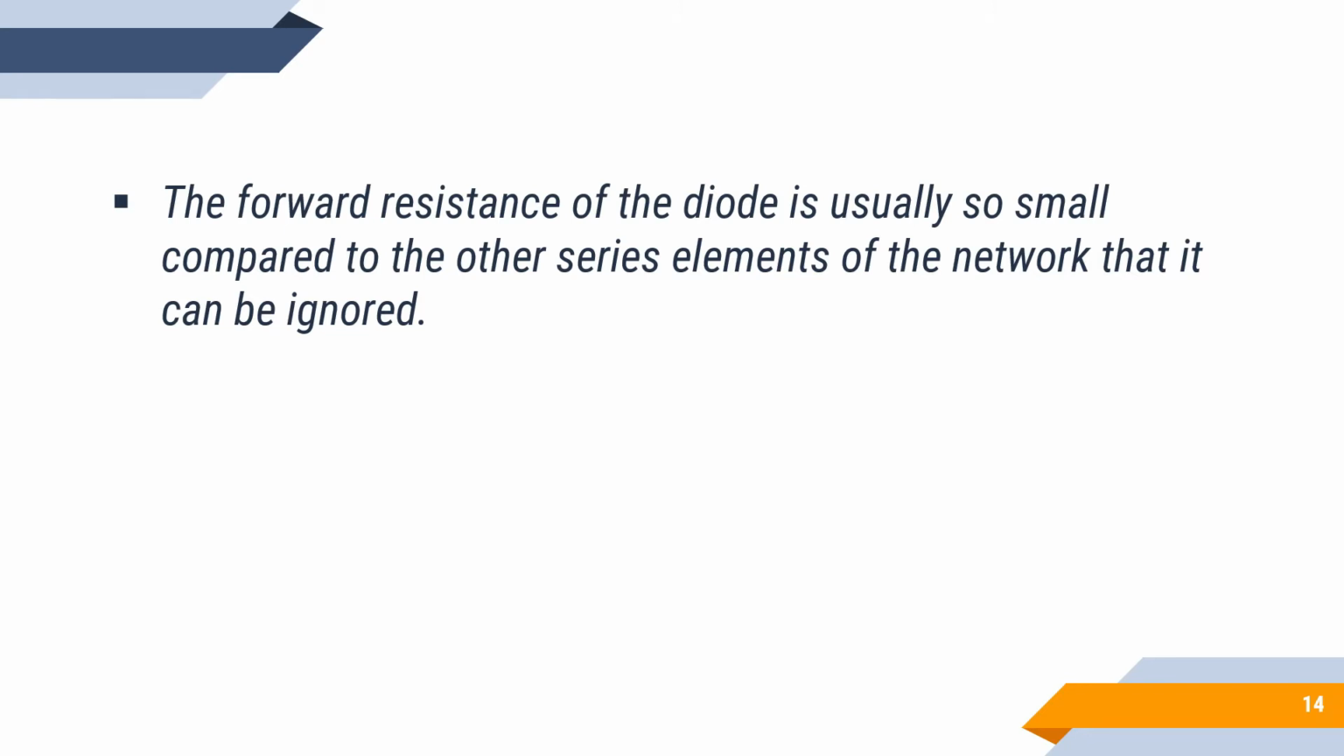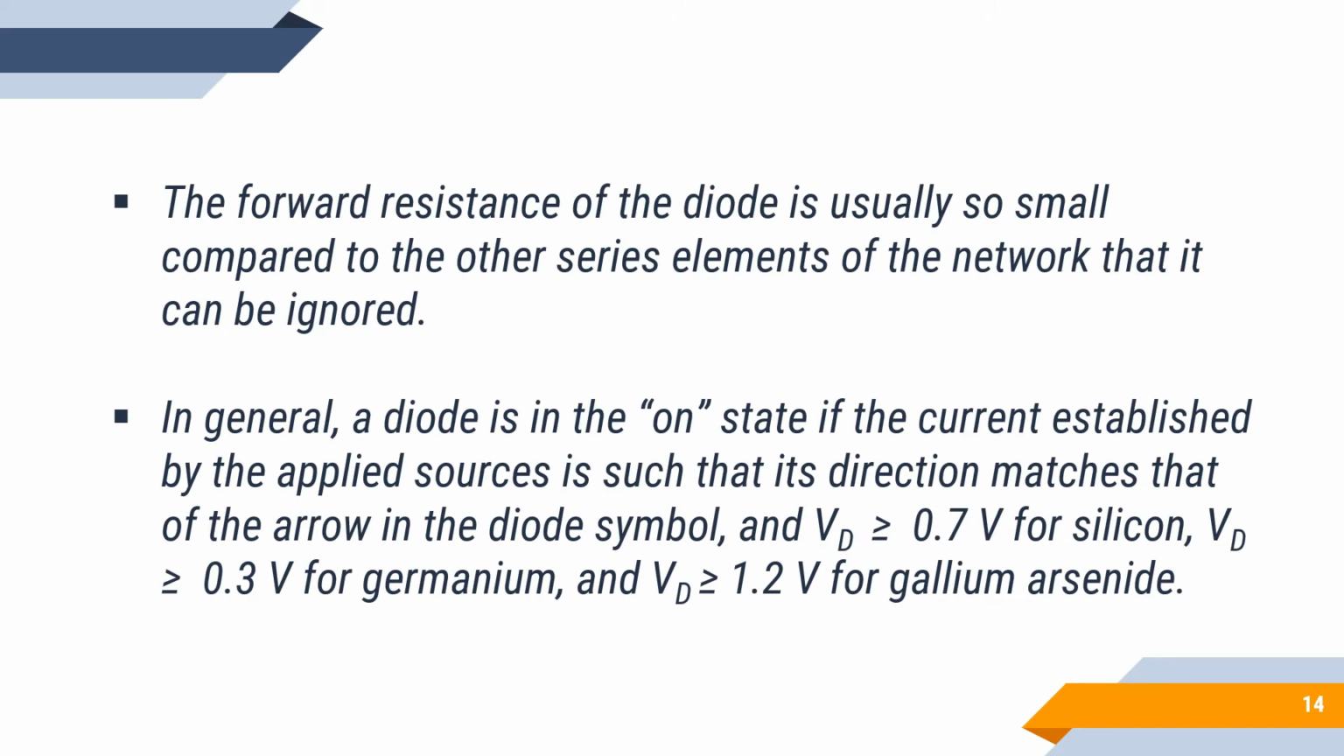So kapag ang voltage ay less than 0.7 volts para sa isang silicon diode and 0 volts para naman sa ideal diode, yung resistance ay sobrang taas compared sa ibang elements ng network that its equivalent is the open circuit. So generally, the diode is in the on state if the current established by the applied source is such that its direction matches the arrow in the diode symbol.